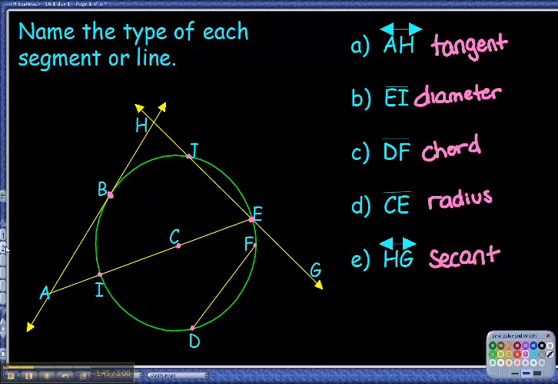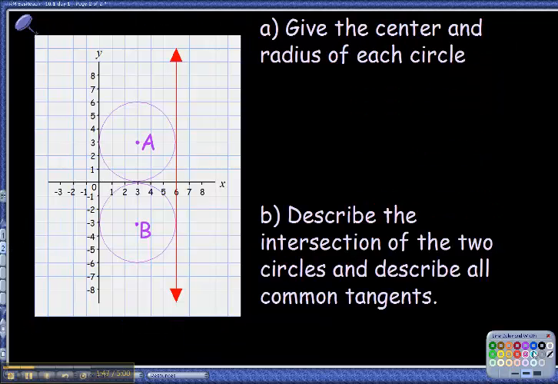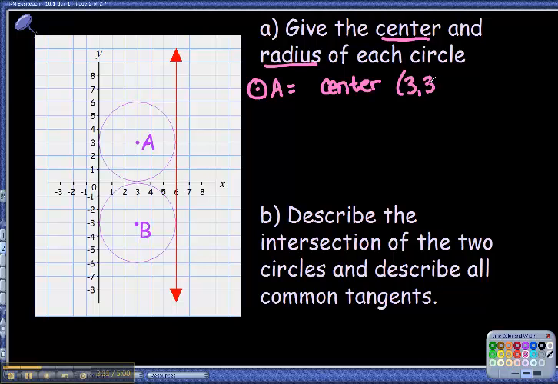Alright, moving on to our next example. It said for each one of these we were going to give the center and the radius for each circle. So let's start with circle A. When we're looking at circle A, the center of circle A is a point. It is a point that is equidistant from every single point that's on the circle. And notice that ordered pair of the center for circle A is going to be at 3, 3. Again, it is just a point. Now the radius is not just a point. The radius will be the distance from that center to any point on the circle.